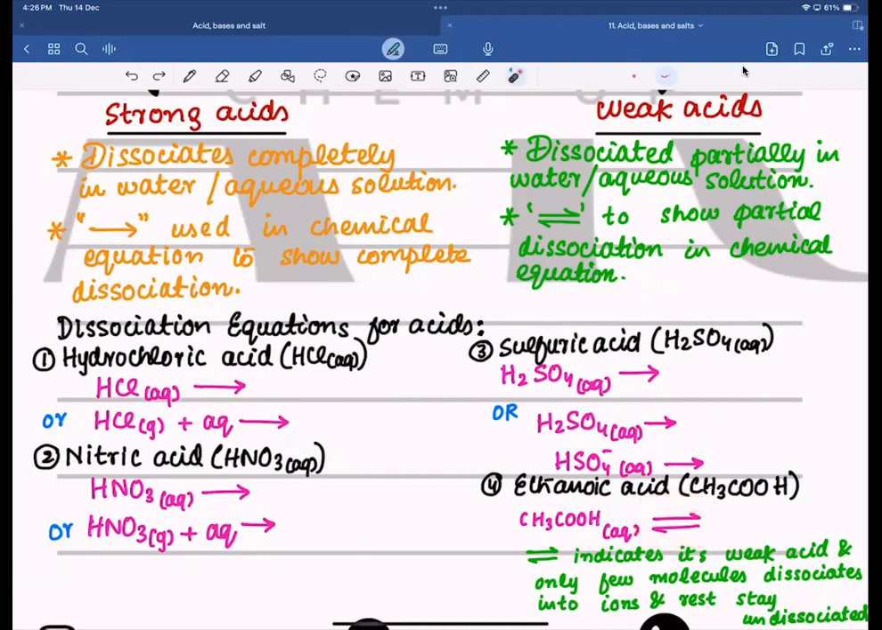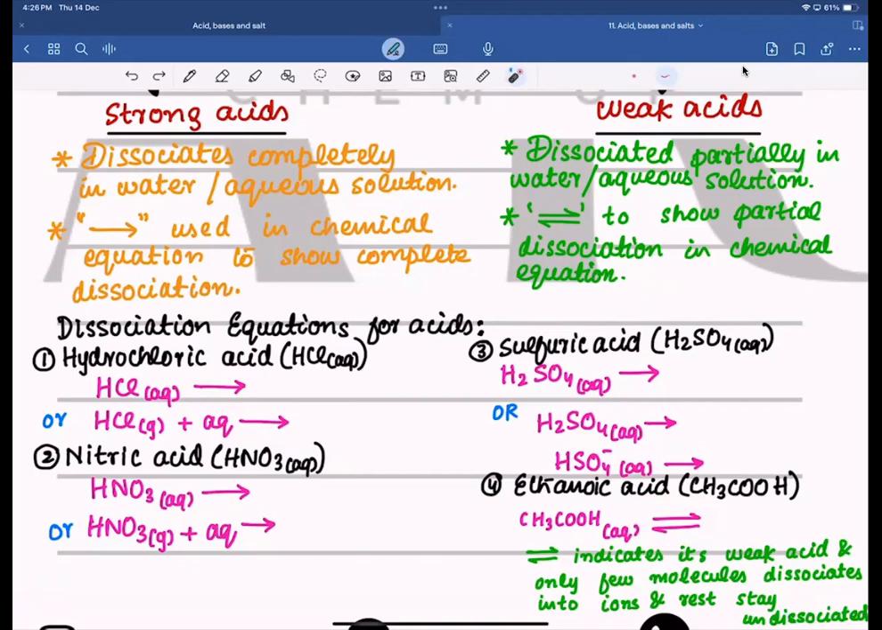Okay, complete this. Leave the spaces for each equation. Now I'm going to show you how we will dissociate the acids. Sir, I have written completely ionized and water, is that right?